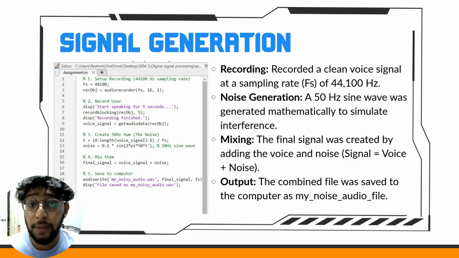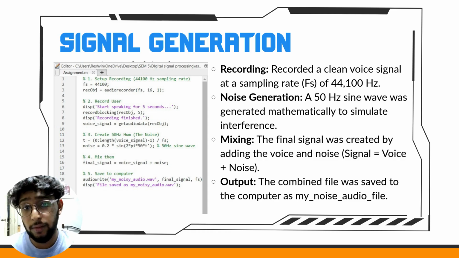For the next part, signal generation. In MATLAB, I've set up code that first sets up a recording, secondly records the user's voice, third creates a 50 hertz hum, and then mixes them and saves it to the computer. For the recording part, it records up to 5 seconds of audio.